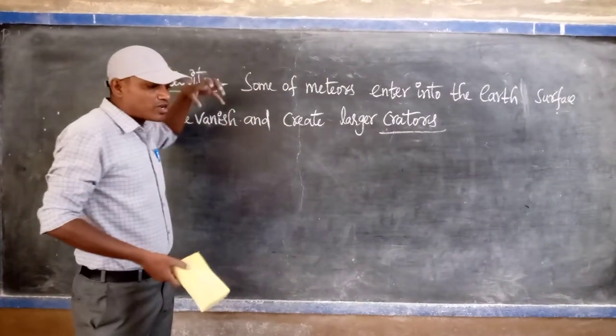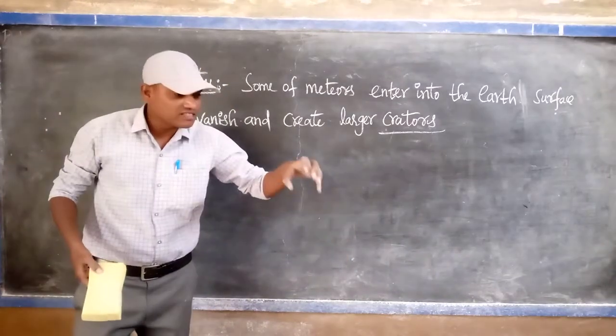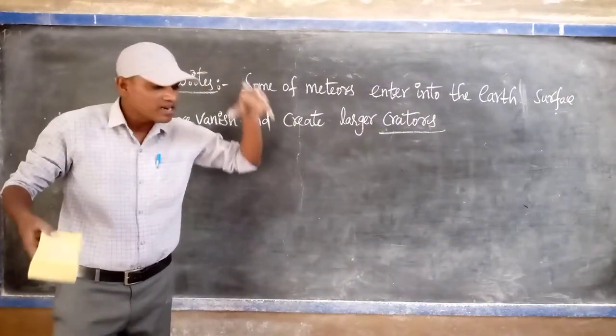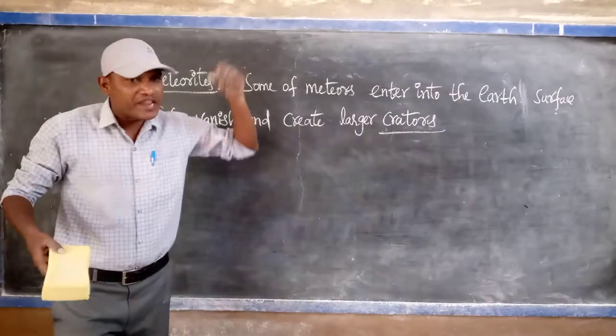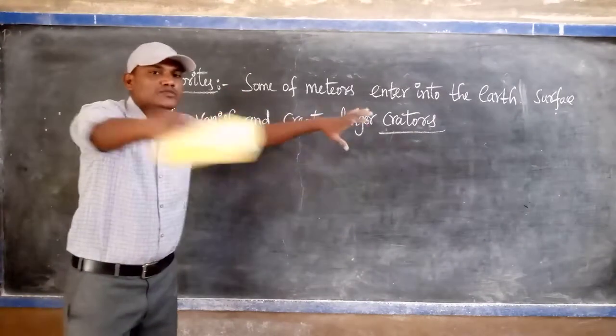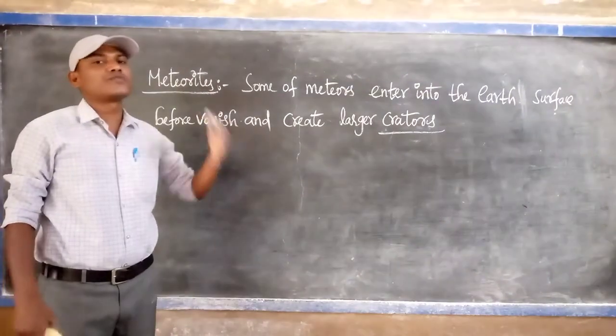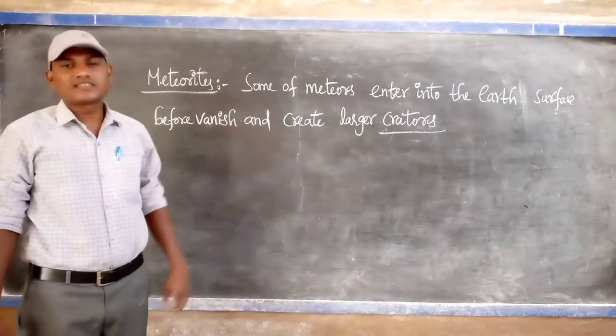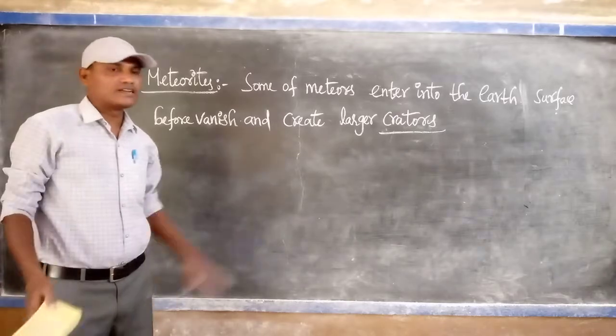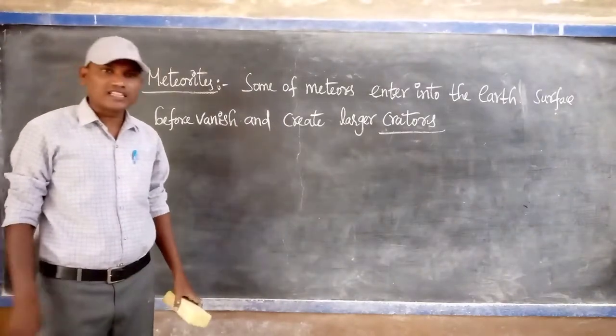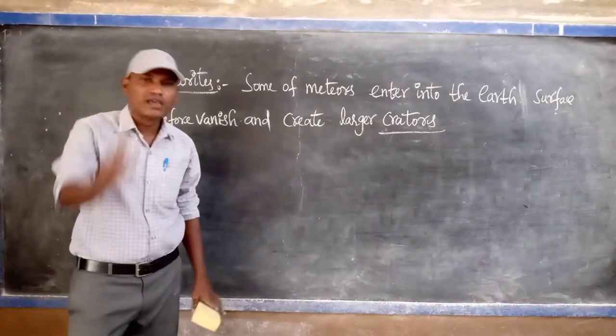When they come fast and touch the Earth's surface, what will happen? Where it hits the Earth's surface, it forms a large crater. This type of thing you observe in California, New York, and some areas, and still now we are observing these types of craters on the Earth's surface only because of meteors.